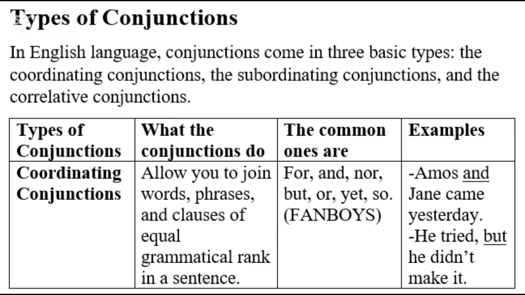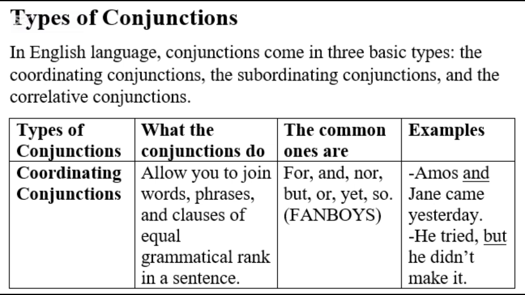Types of conjunctions. In the English language, conjunctions come in three forms. We have coordinating conjunctions, correlative conjunctions, and subordinating conjunctions. So let's look at each one after the other.